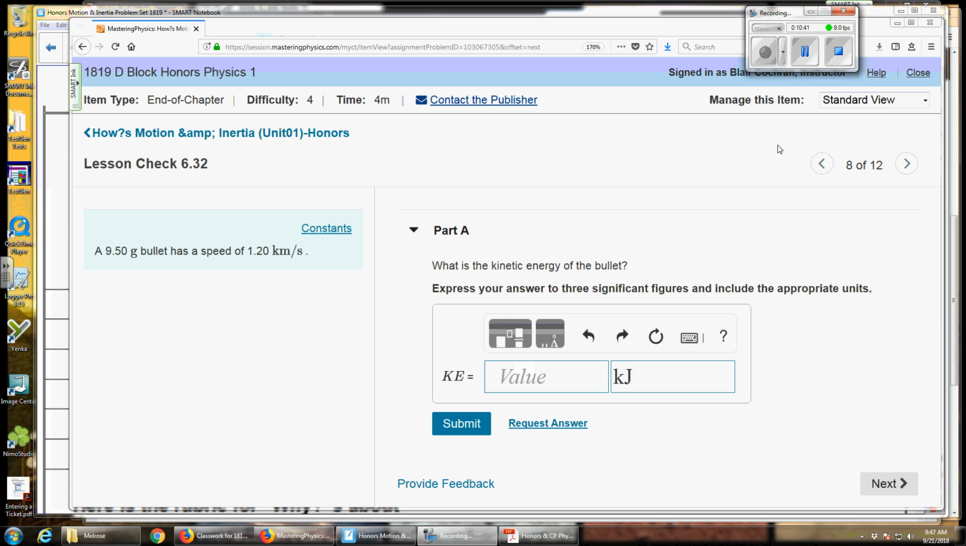All right, so onward and upward. On to number 8. Number 8, this Graham bullet has a speed of this, and they want to know what is the kinetic energy of the bullet. They suggest units of kilojoules, but if you wanted to change those units, you could always get rid of a little K and it'd be just joules, right? I tend to work in joules, but so we can always change that.